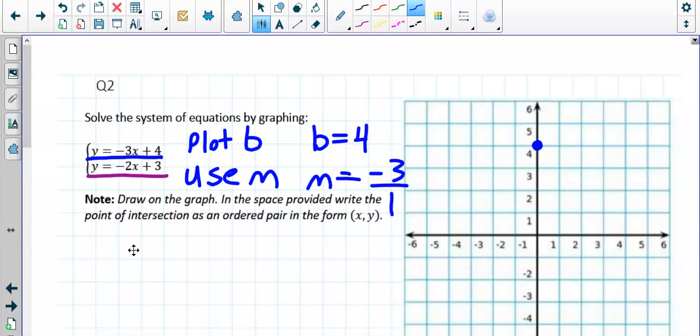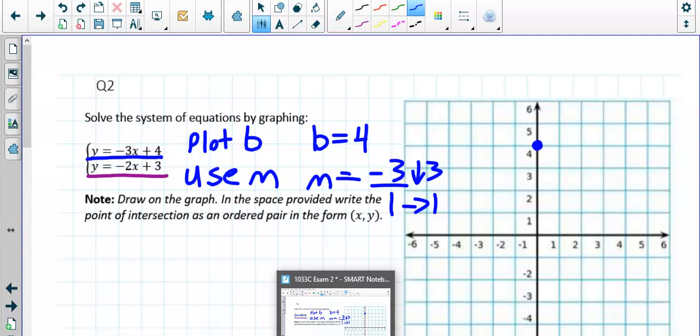So it is the rise, which is up and down. Come back. So what does a -3 tell us to do? Where are we going? We're going to go down 3. Over which direction? To the positive, to the right 1. So from where Google found you, do those directions. Go down 3, to the right 1.